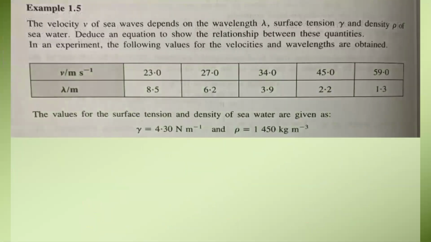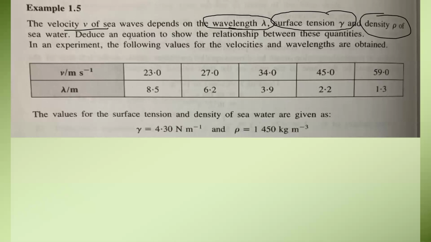Another example, example 1.5: the velocity of seawater waves depends on the wavelength, the surface tension and the density. Deduce the equation to show a relation between these quantities, and in the experiment the following values of velocities and wavelengths are obtained. The values of the surface tension and the density of seawater are given, but we have to first establish a relation.